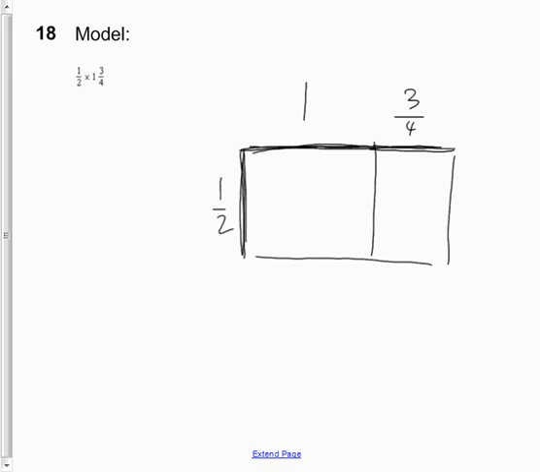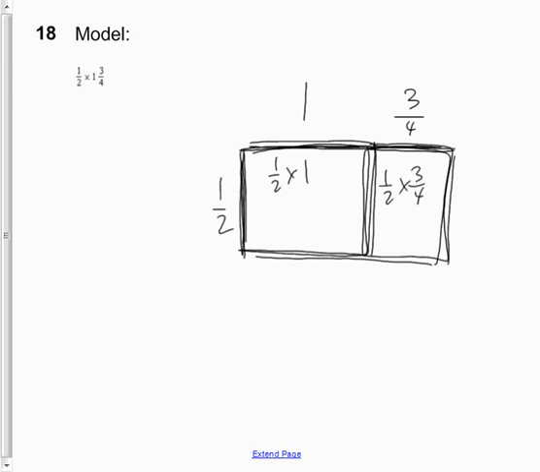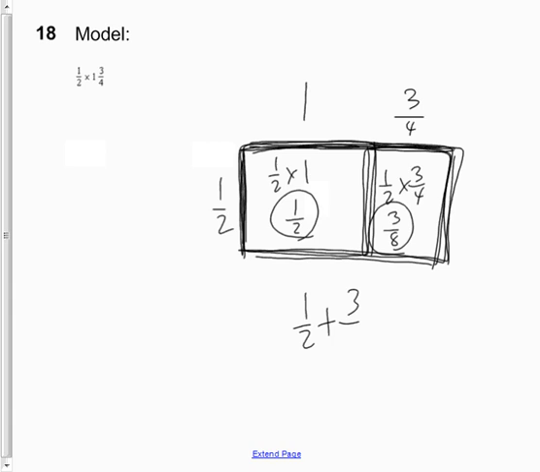So a half times 1 3/4 would actually be the sum of a half times 1, which is the area of this square or rectangle, plus this one, which would be a half times 3/4. A half times 1, anything times 1 is itself, so we have a half here. Over here we have 3/8 for the product of these two. So the whole area, meaning the product of a half times 1 3/4, would be a half plus 3/8, common denominator. 4/8 plus 3/8 equals 7/8, which is your answer. Right?